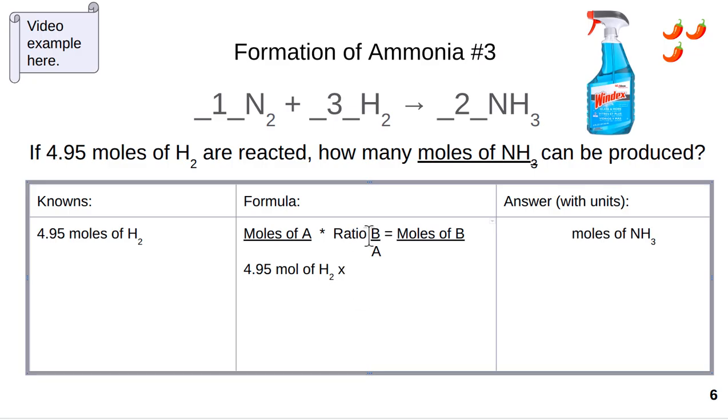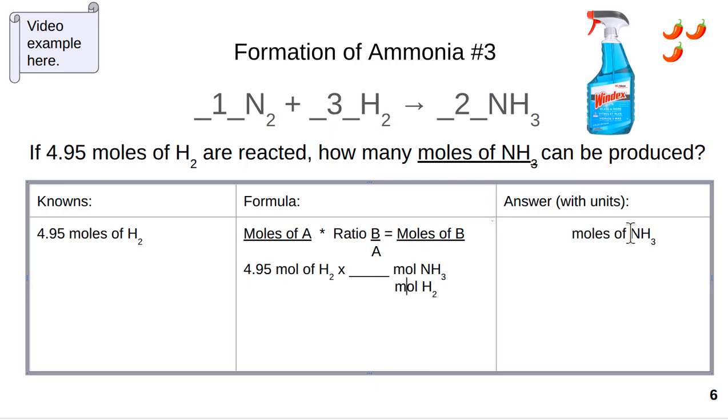I'm going to multiply by the ratio of substance B over substance A. So in this case, substance B is the one that I'm looking for, and that's going to be moles of NH3. And substance A is going to be the substance I know something about, and that's going to be moles of H2. So notice that moles of H2 is a given. Moles of H2 then goes on the bottom of the ratio. Moles of NH3 goes on the top, and that's also the units for our answer.